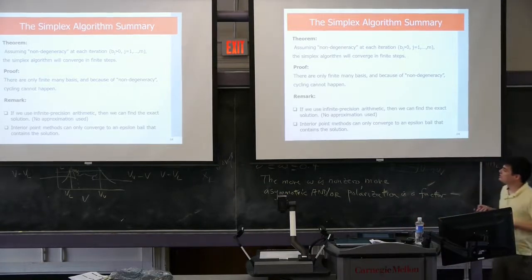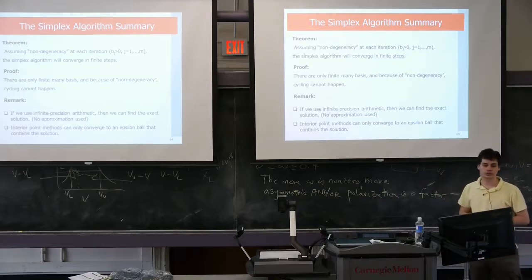Another important remark: if you use infinite precision arithmetic, then we can find the exact solution. No approximation is used. And later we will talk about interior point methods that are not able to do this. They can just get to epsilon close to the optimal solution.